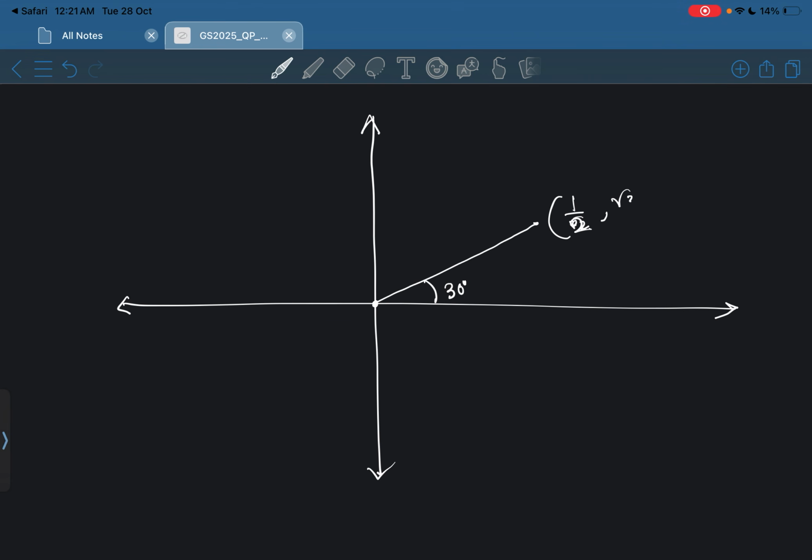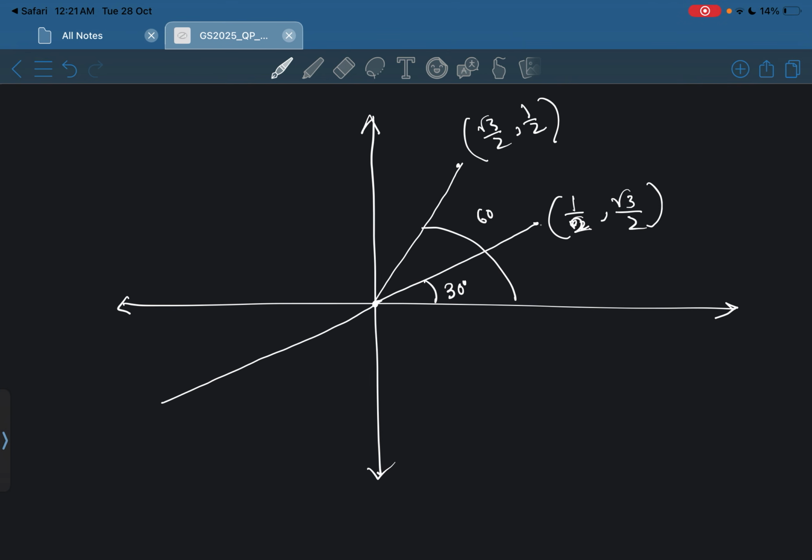(1/2, √3/2). And similarly this is actually 60 degrees, because this is (√3/2, 1/2). Okay, so this line is actually L1 and this line is actually L2. Now we are considering reflection.